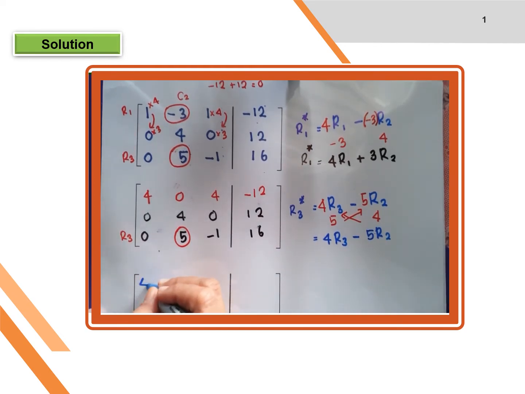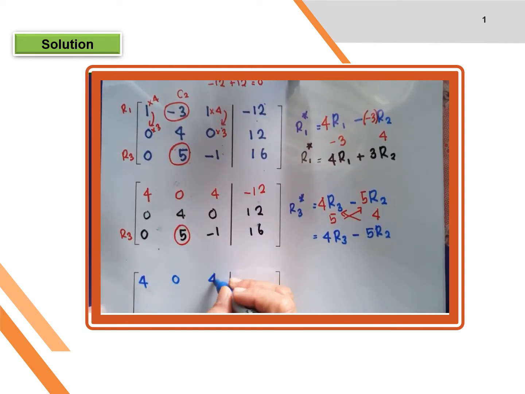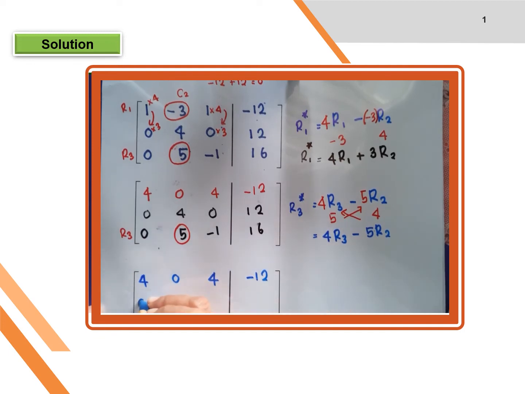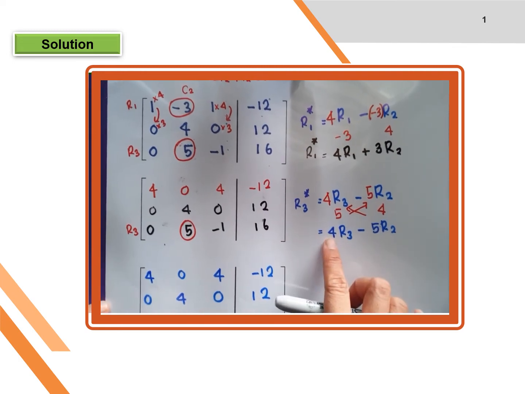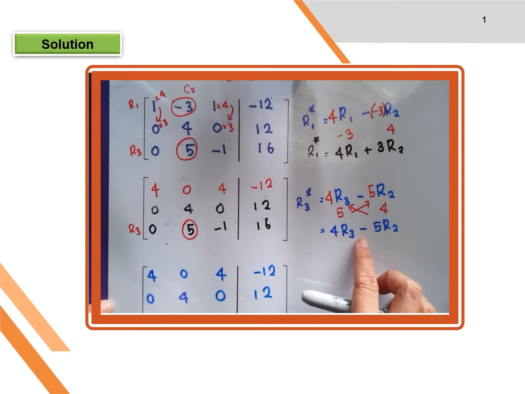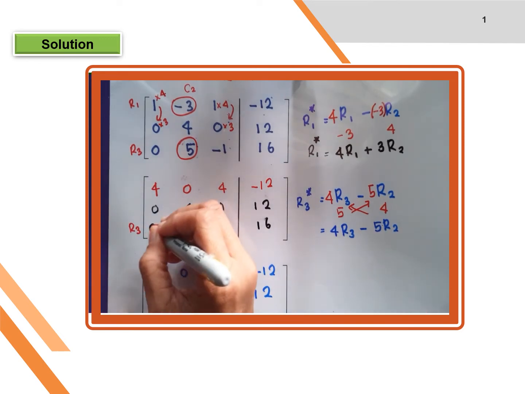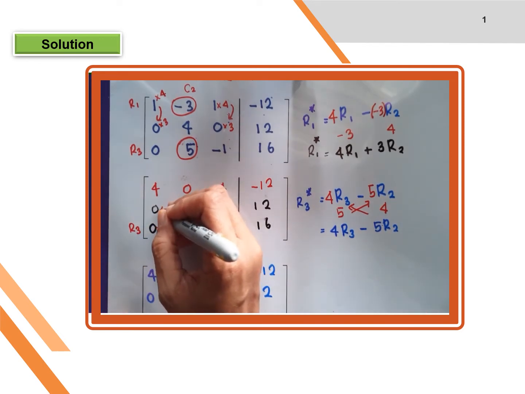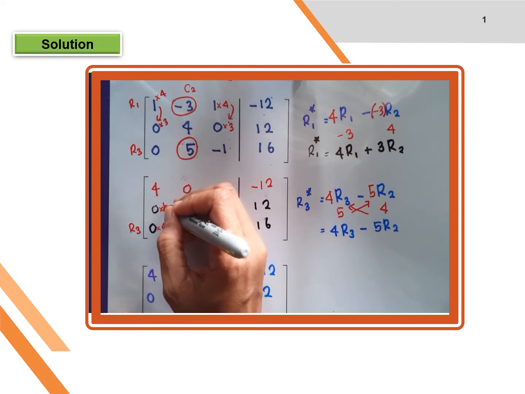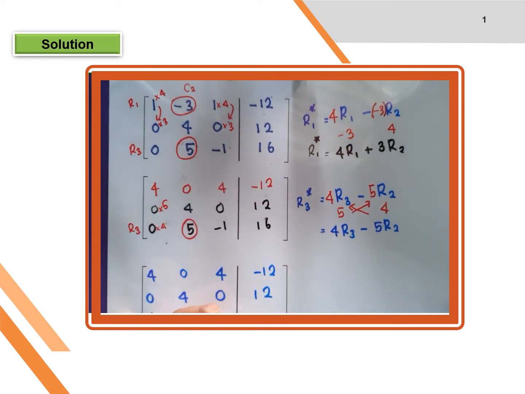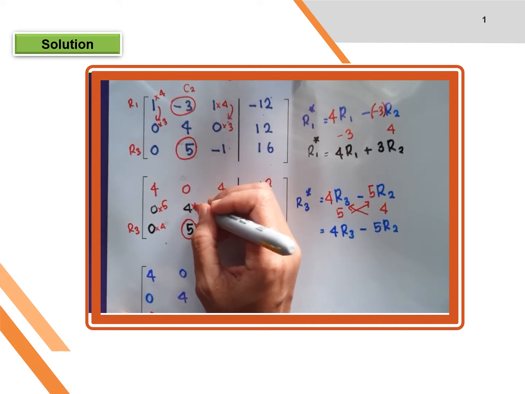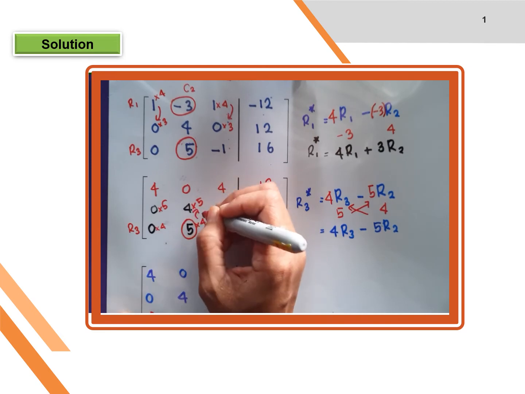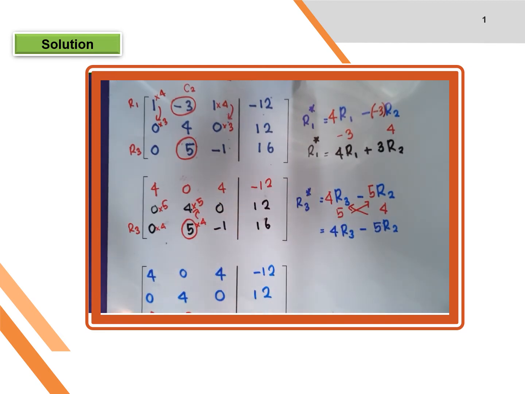Okay. 4, 0, 4, -12, 0, 4, 0, 12. And for row number 3, using this formula, 4 row number 3 minus 5 row number 2. So 4 times 0 minus 0 should be 0. 5 times 4. 4 times 5 minus 0.